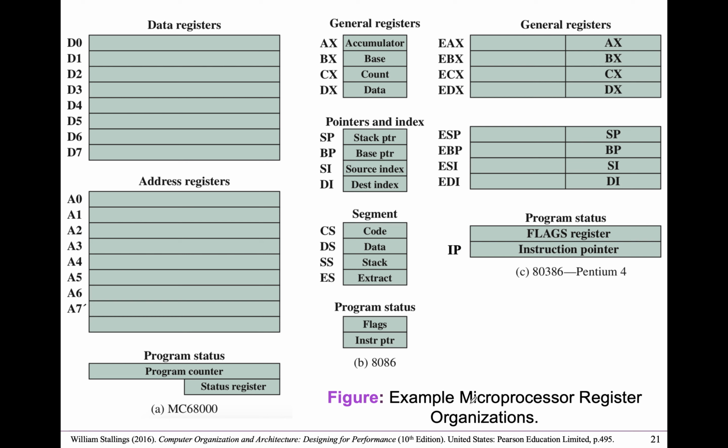Take a look over here. This is an example of your microprocessor register organization. As you can see on your processor, you have your registers, your control unit CU, and also your ALU. Now you see this one, which is your register. You have data registers D0 and so on. You have address registers A1, A2, A3. You have program status, which is the program counter and status register. Under your general registers, you can see you have AX accumulator, BX base, CX count, and DX data.